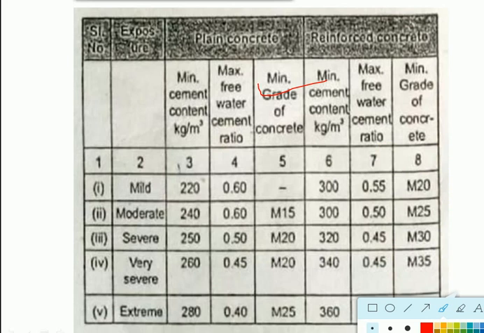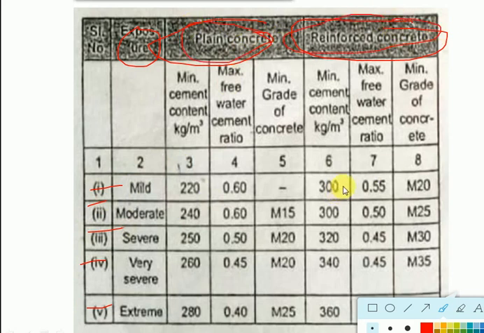Okay. This tabular column is very important. How to remember this tabular column? I will explain it in 1 minute. Serial number, this is exposure condition. This is plain concrete, and this one is the reinforced concrete. Right. And you can see there are 5 conditions: mild, moderate, severe, very severe, and extreme. For all these, this is plain concrete and this is reinforced concrete.